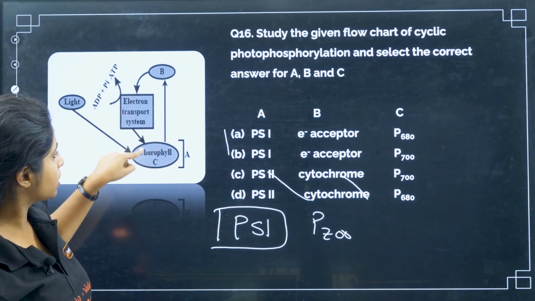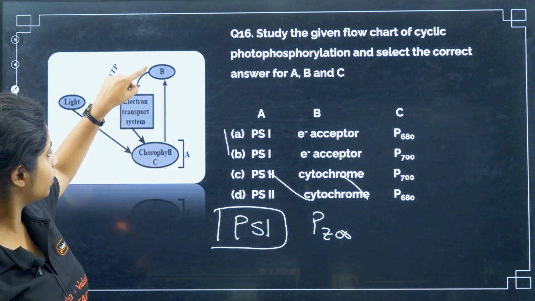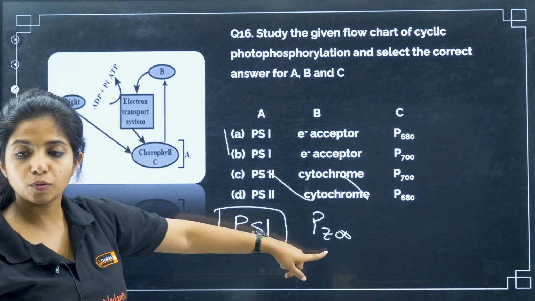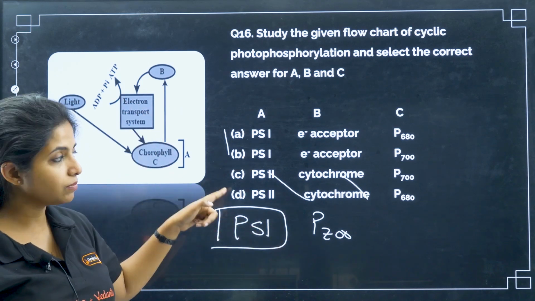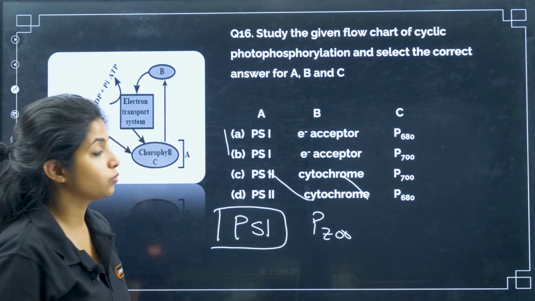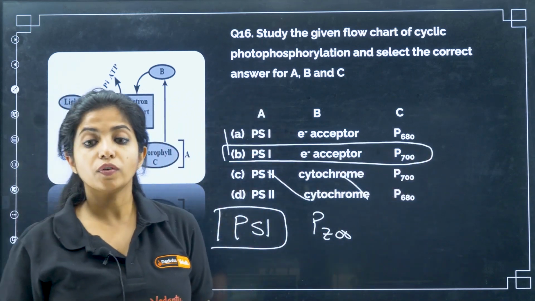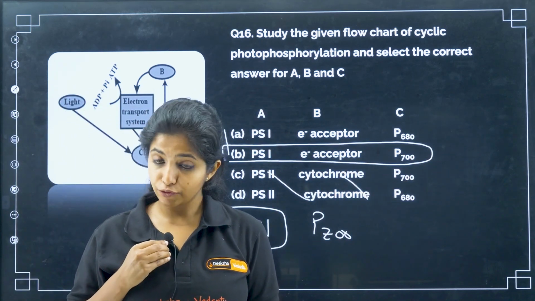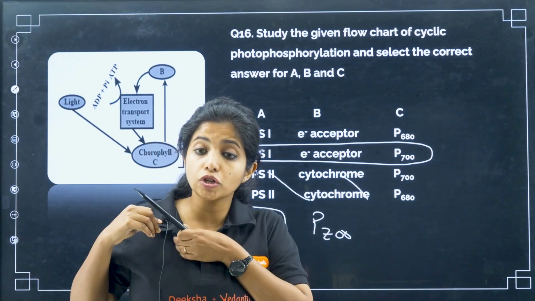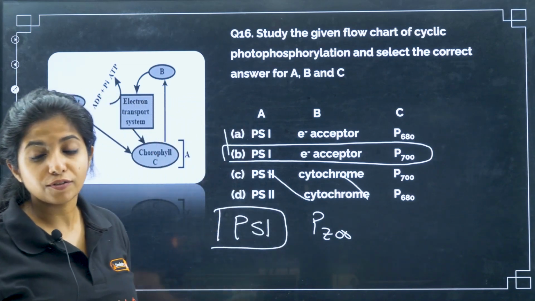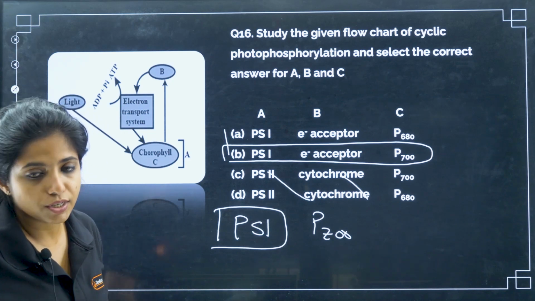Now over here, it will be coming back. And what is the C over here? What is the C, my dear children? Can I say it's P700? Yeah, it's coming back to the same thing. That is why it is known as cyclic photophosphorylation. So which is why your answer becomes this. Do you think, my dear children, over here ATP is being produced? Yes. Do you think NADPH is being produced? No. Always remember, there is no production of NADPH in the case of cyclic photophosphorylation.